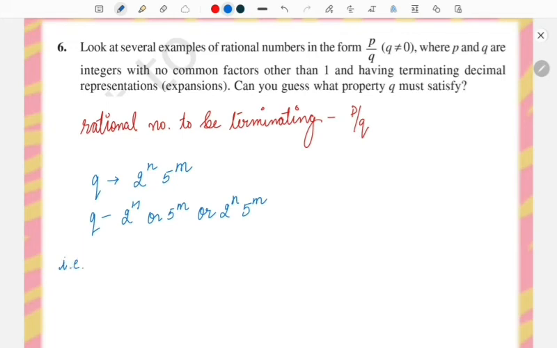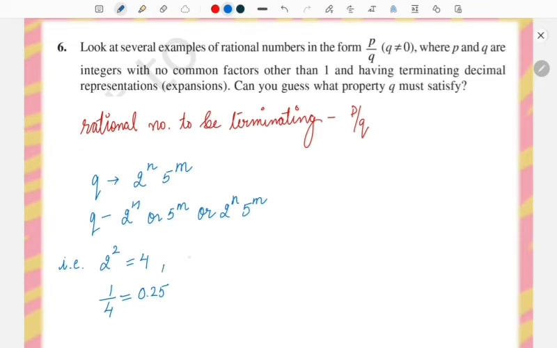Let's look into a few examples. For example, 2 squared. What is 2 squared? 4. That means if you have 4 as denominator in a rational number, for example 1 by 4, the rational number would be terminating. The decimal expansion is this for 1 by 4.